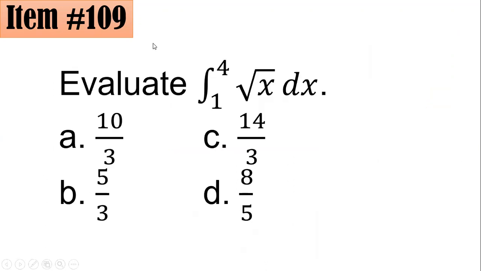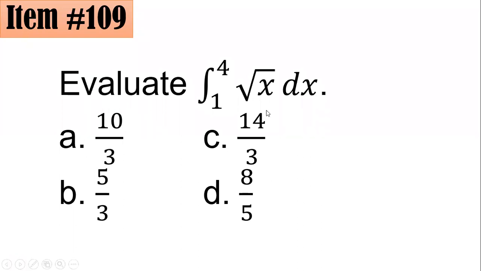109. How about this? Another definite integral. But this time, our lower bound is not 0. The lower limit is 1. So what's the integration of the square root of x as x goes from 1 to 4, dx, of course? 10/3, 5/3, 14/3, or 8/5.